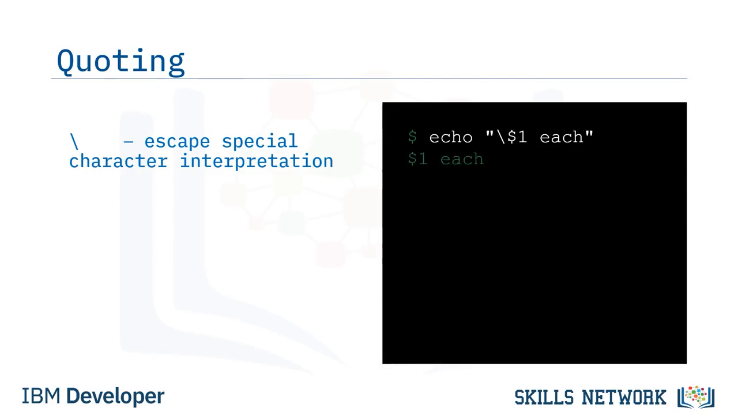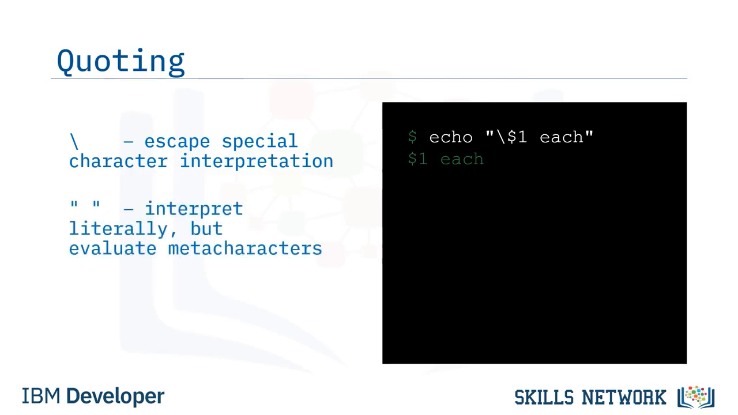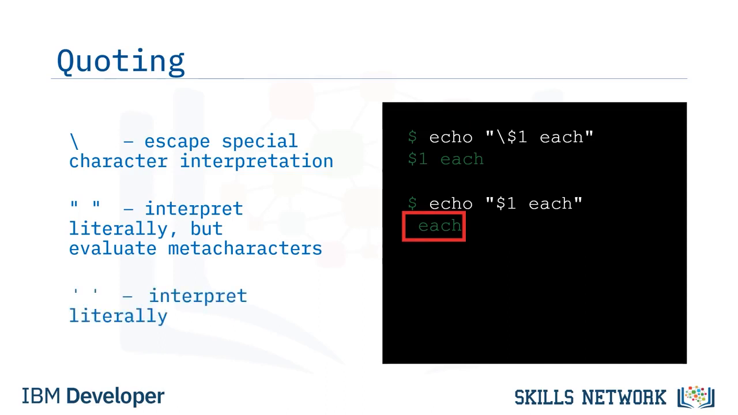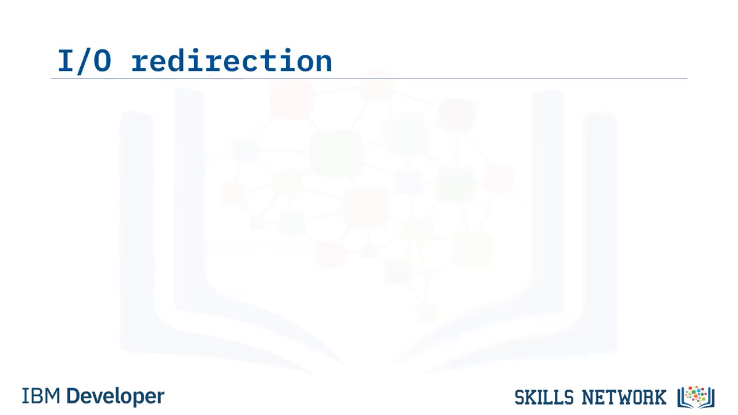is literally $1 each. Double quotes will interpret text literally, except for any metacharacters, which will be interpreted according to their special meanings. For example, the $1 expression without the preceding \ is interpreted as a variable, which in this case is empty, as we see here. Notice that it printed the space before each. Single quotes, on the other hand, are used to interpret all contents as literal characters. For example, this expression returns the same result as the first example above.